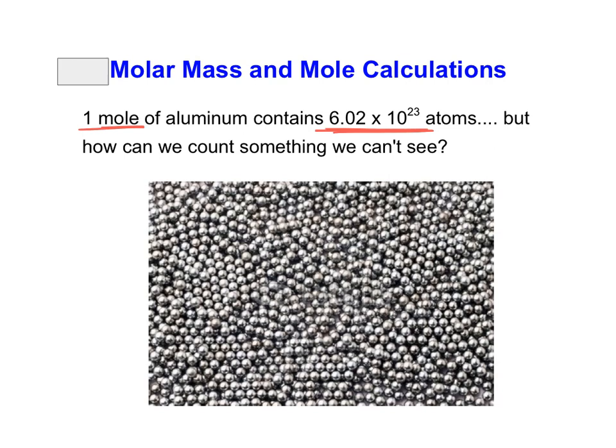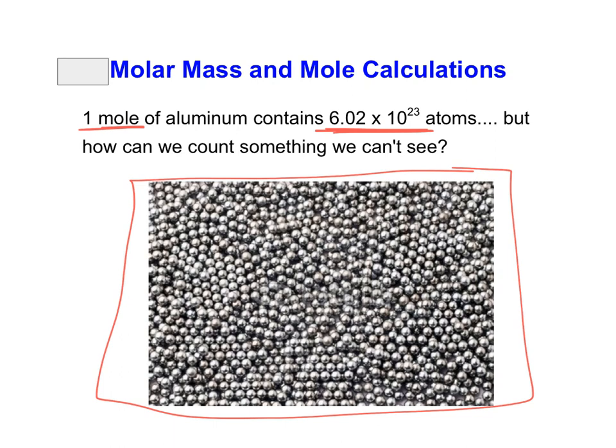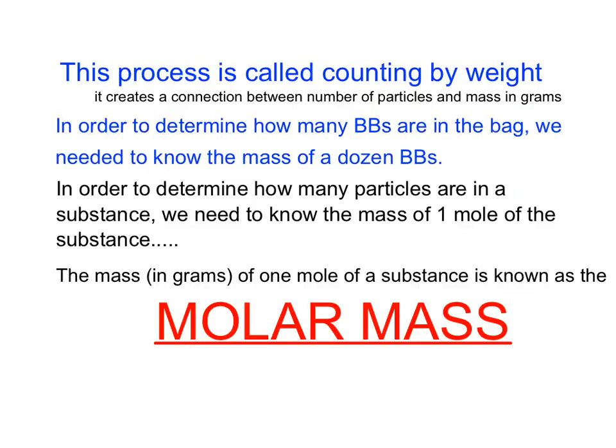But how on earth can we count something we can't see? Just like if we had a big bag of BBs, these little metal balls here, how on earth can we know how many are in there? Well, if we knew how much a dozen weighed, then we could weigh this whole bag and find out how many dozens are in there, and then maybe doing some dimensional analysis actually find out. So it's counting by mass.